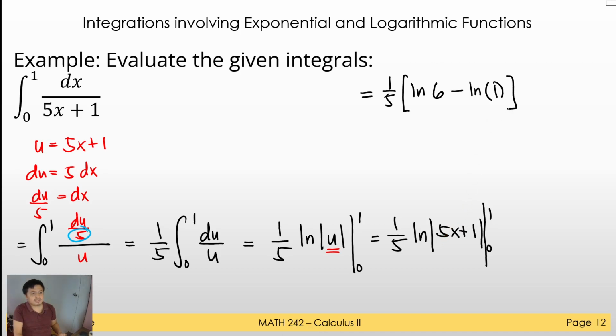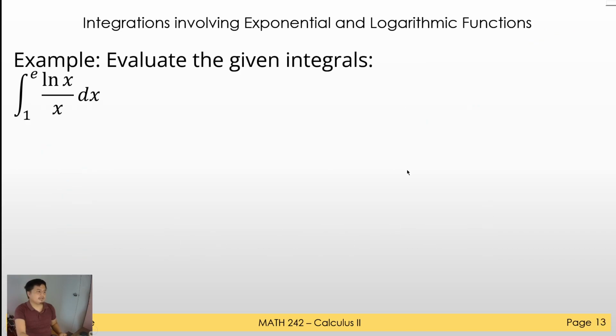So what is ln 1? ln of 1 is actually equal to 0. The log of any base b, where b should not be equal to 0 or 1, of 1 is always equal to 0. Okay, so this is equal to 0, therefore, the final answer is 1/5 ln of 6. Okay, so that's it.